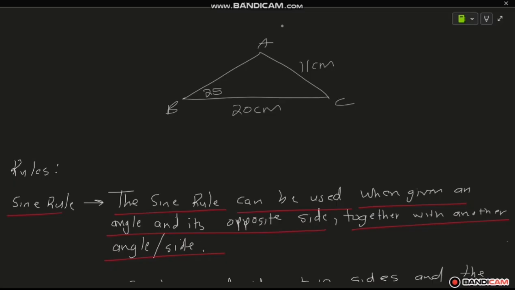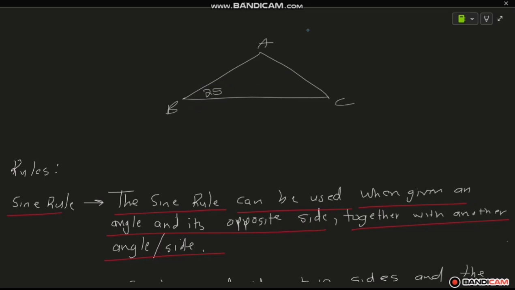Now, we can see that the sine rule can be used when given an angle and its opposite side. We have the angle, which is 25, right? Then its opposite side is 11. Then we are given another side. That makes us able to use what? Sine rule. I hope it makes sense. That's very, very important. You must note that.